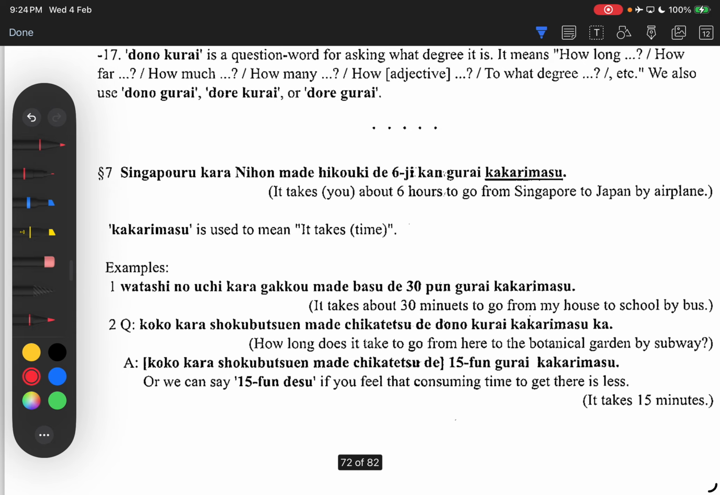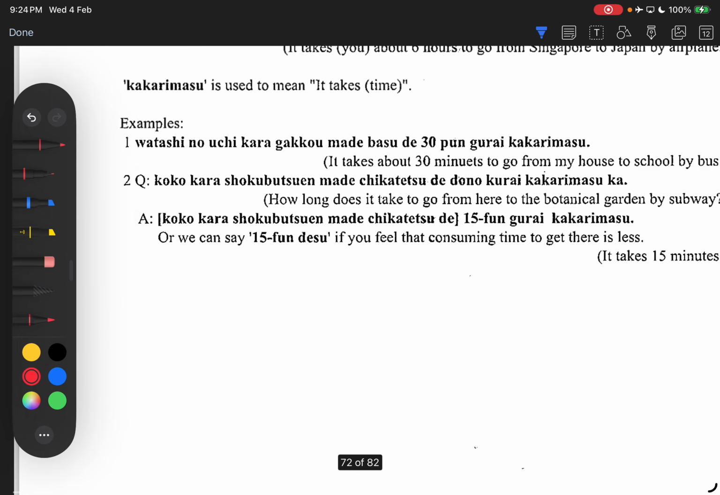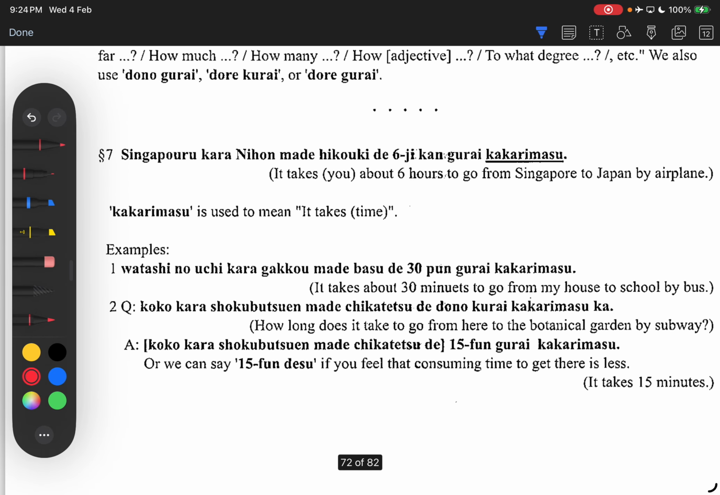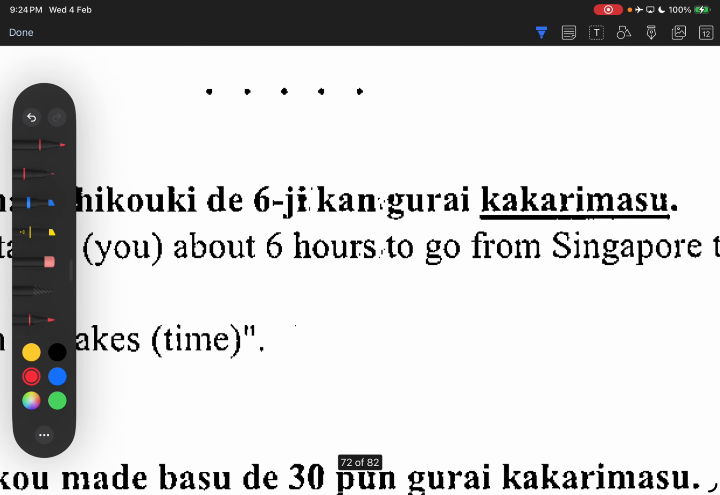Okay. Number 7. Let's move on to the next section. I'll come back to 6 in a while. We just finished number 7. That's the last one already. Okay. シンガポールから日本まで飛行機で, right, there is the by aircraft, by means of aircraft, 6時間ぐらいかかります。I want to emphasize on this 時間.